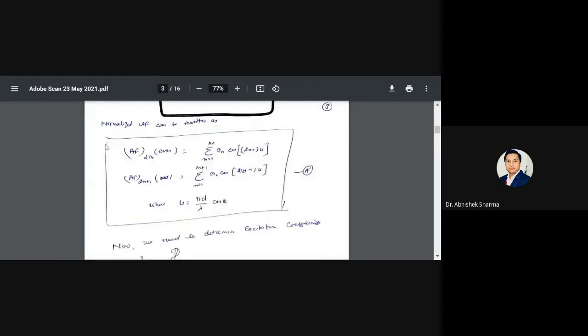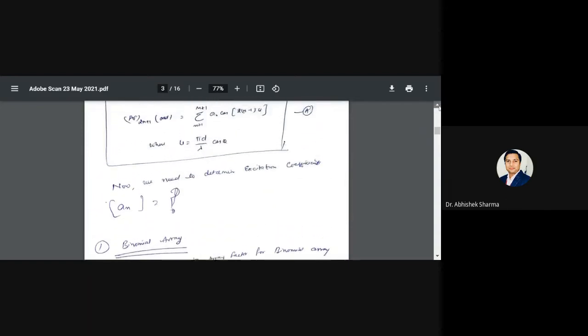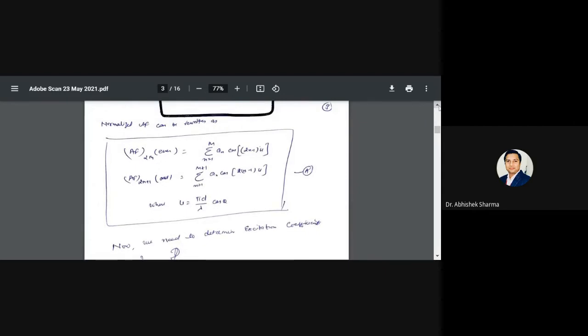Now to draw its radiation pattern we need this array factor. To calculate this array factor, we need to calculate these an. And there are two methods for it. One is the binomial array method, the second is the Dolf-Chebyshev array method. First of all, we will consider the binomial array method. I hope now you understand why we are doing the binomial method. It is required just to calculate these excitation coefficients.